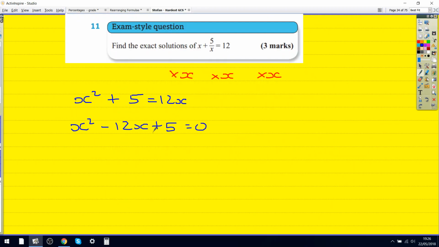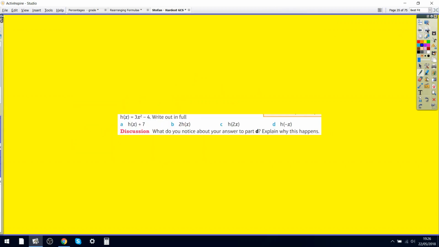You would have gotten here eventually when you got it over a fraction over x. Then you would have multiplied everything by x, and so you would have gotten the same thing. Yeah. Any questions there? No, that's fine. That's good.